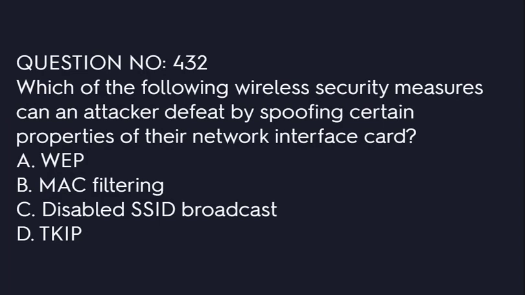Question no. 432. Which of the following wireless security measures can an attacker defeat by spoofing certain properties of their network interface card? A. WAP. B. MAC filtering. C. Disabled SSID broadcast. D. TKIP. B.